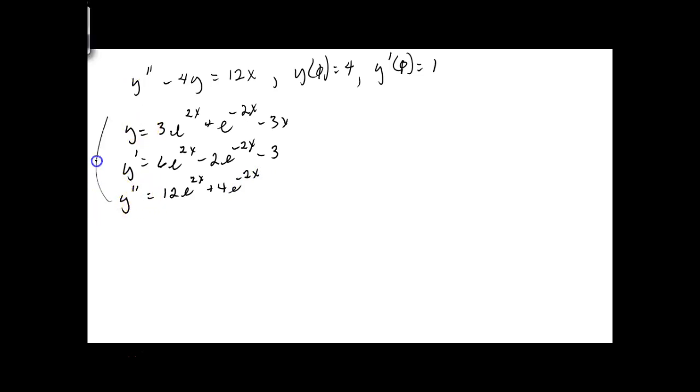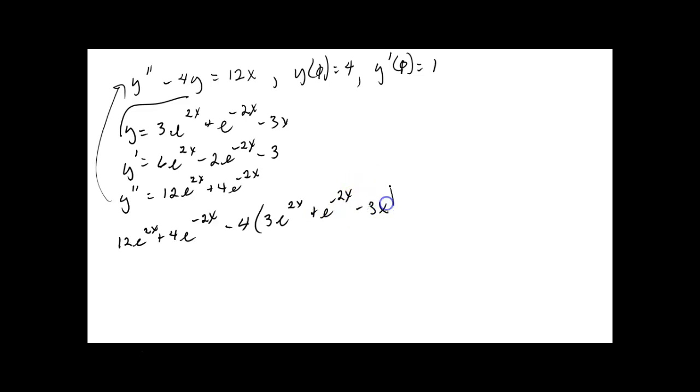Let's plug these things back in here. So that would be 12e to the 2x plus 4e to the minus 2x minus 4 times our y, well, here's the y, 3e to the 2x plus e to the minus 2x minus 3x, all that is your y. And the question is, is this equal to 12x?